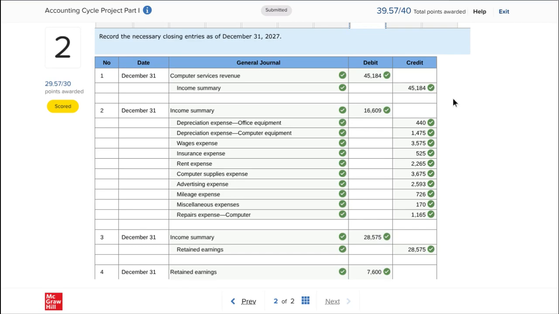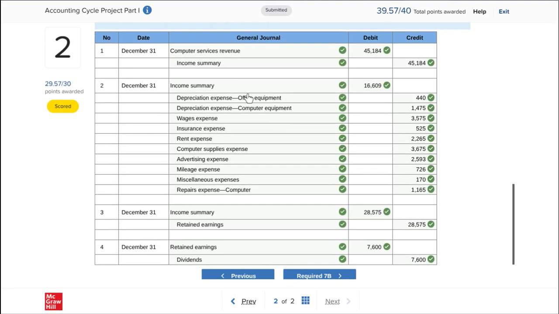First, all revenue accounts are closed. Computer services revenue was debited to bring it to zero. Then the total revenue is credited to income summary. Then all expense accounts are closed. We needed to debit the income summary and credit all expense accounts to close them out, all of these.